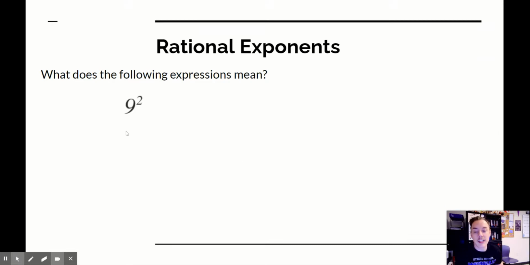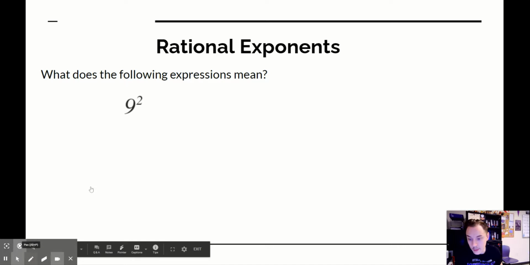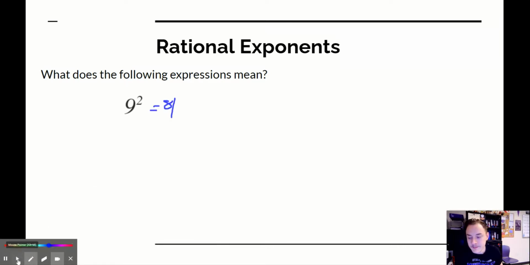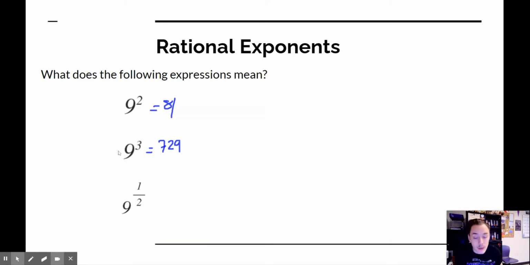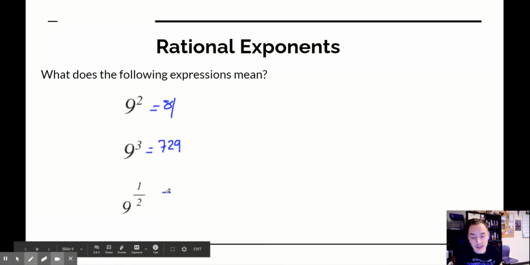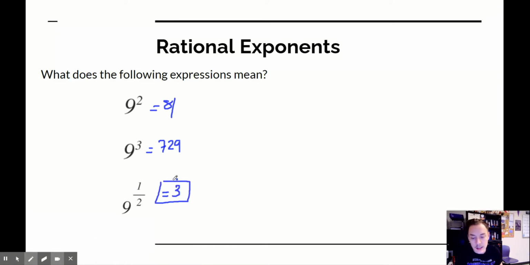So, what does the following expressions mean? Well, we obviously know 9 squared is 81, clearly. Okay, what about 9 cubed? 9 cubed, we learned the other day, is 729. Now, what if I have this? Whoa, don't know what that is. Okay, now if we plug it into your calculator, we do get something. We get something called 3. So it's almost like a way to write something like this. The square root of 9. So it's an easier way to write the square root.